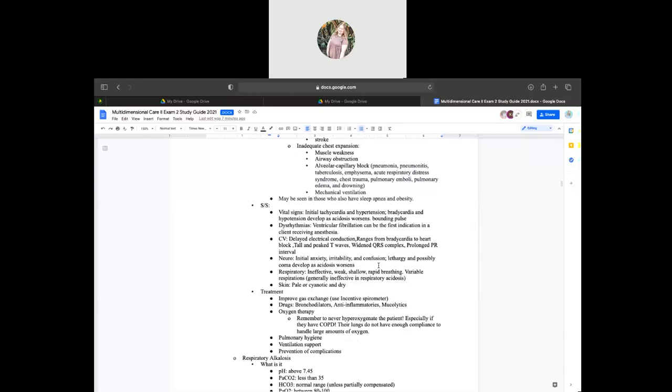Their skin may be pale, cyanotic, or dry because they're not getting enough O2 into their lungs, meaning that the blood can't carry the oxygen to the organs it needs to be. So that's why they're going to be pale, they're going to be blue, they're going to be dry, because there's not enough oxygen getting to the bloodstream. So their skin's going to be affected in that way.